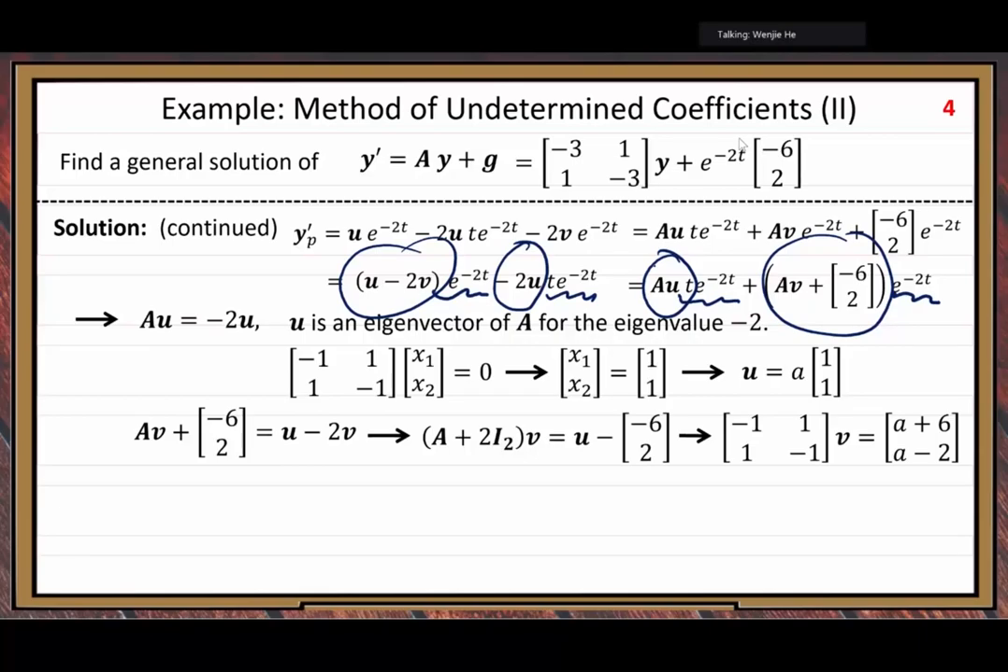Here, let's look at the unknown part of this equation. This V vector is unknown, right? And the parameter a is unknown. Think about it. Too many unknowns in this equation. Too many unknowns. Okay?